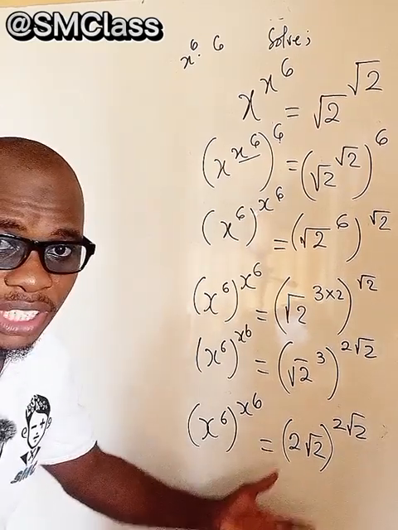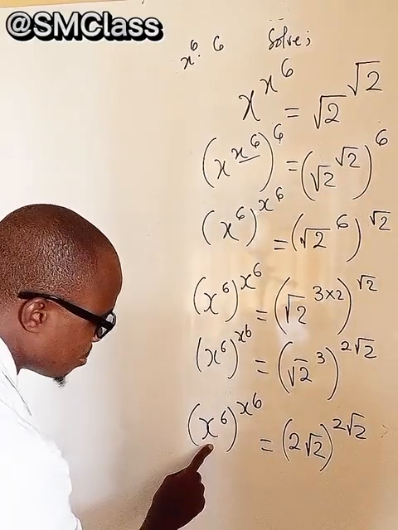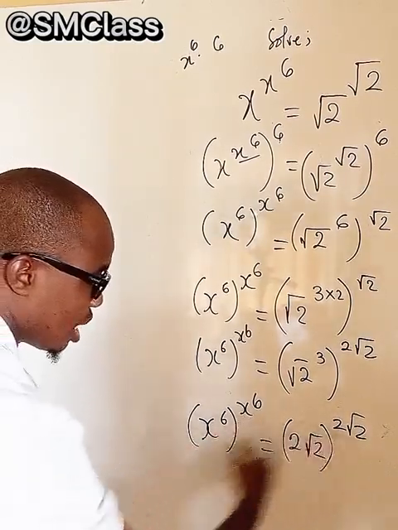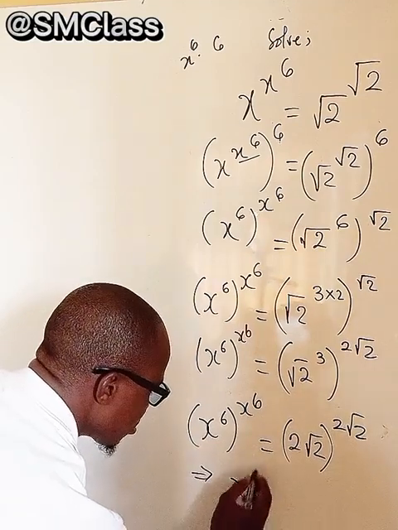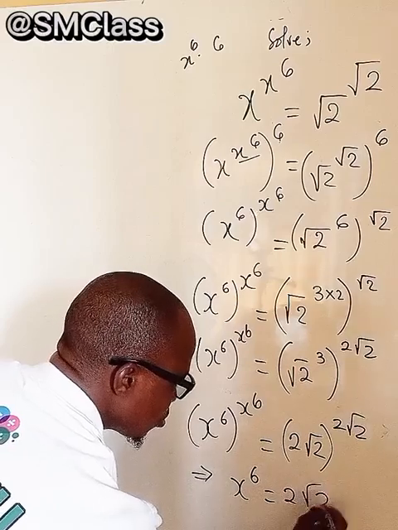We can compare now. You can say either the bases are the same, or we say the powers are the same. This implies that x to the power of 6 equals 2 root 2.